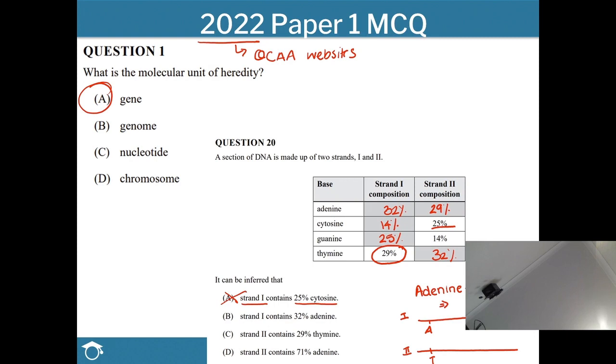Strand 1 contains 32% adenine. That sounds right to me. I'm just going to pick it, but I'll check through the others just in case. Strand 2 contains 29% thymine. Well, no, that's wrong. And then strand 2 contains 71% adenine. Immediately, I know that's false. So our correct answer is B.